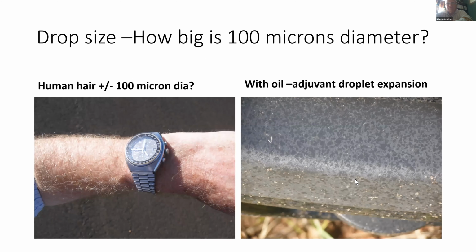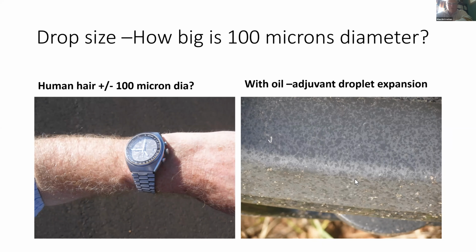Drop size, how big is 100 microns? I listened to earlier presentations about micron size. That's my left arm on the photograph. A human hair is roughly 100 micron diameter. If you look carefully, you'll see a number of droplets caught in the hairs. If we apply products with smaller droplets, they will not deposit. They will behave like smoke.